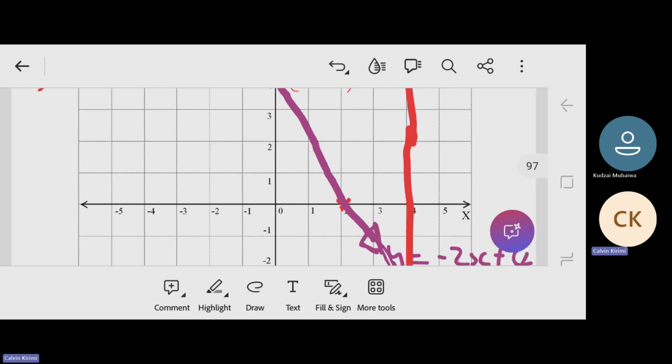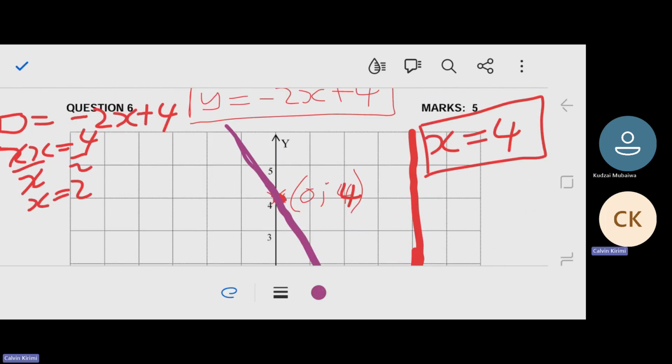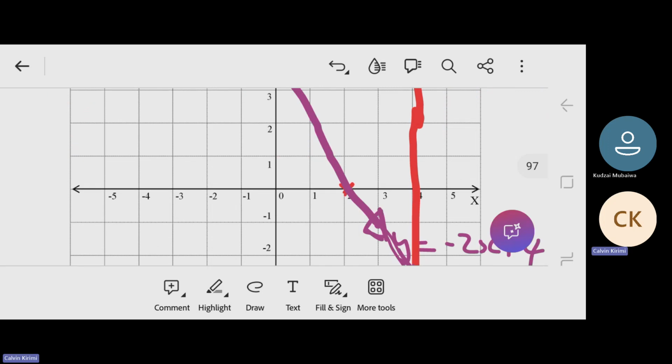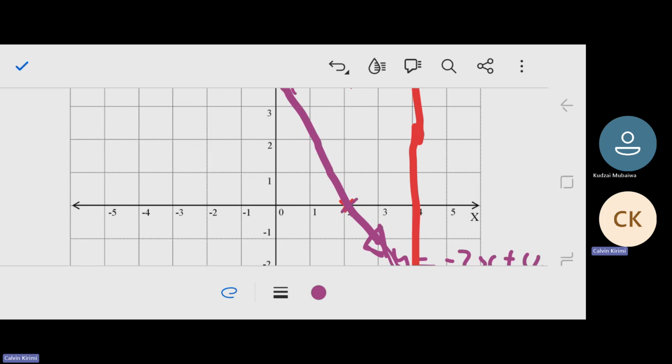So we say this line is cutting the y axis at what point? 0 and 4. You label it. This point is 0 and 4. Then this graph also is cutting at what point? 2 and 0. It's not 0 and 2, it's 2 and 0.